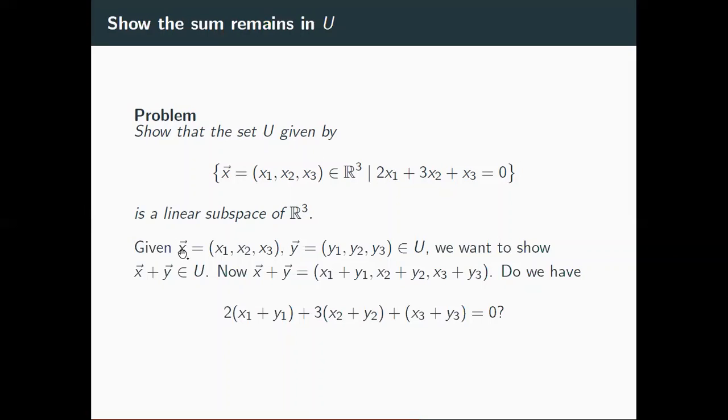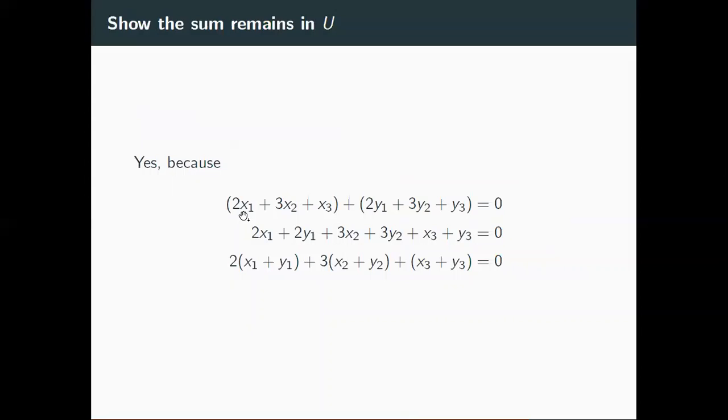So let's take 2 vectors and assume they already belong in U. So let's take x and y with these coordinates and assume that they're already in U. We want to show that their sum x plus y also belongs in U. Now x plus y has the coordinates x1 plus y1, x2 plus y2, and x3 plus y3, because when you add vectors, you just add the coordinates in R3. So what we need to check is that twice the first coordinate plus 3 times the second coordinate plus the third coordinate equals 0. We need to confirm this.